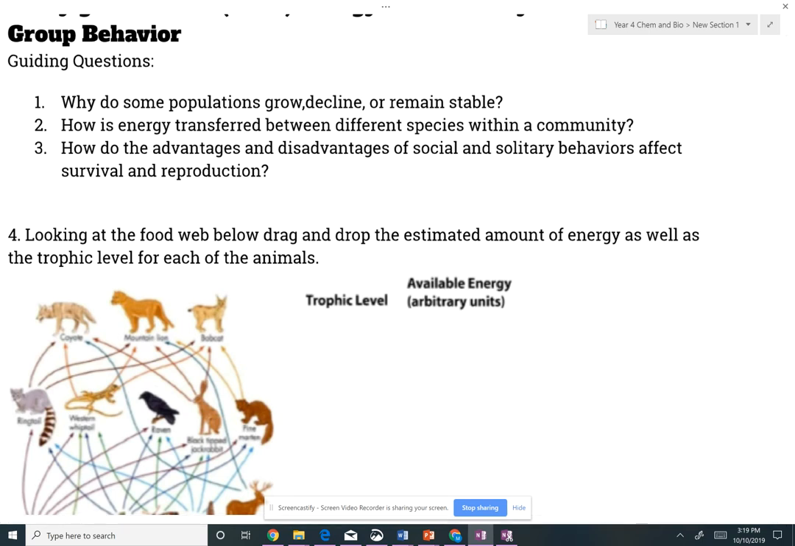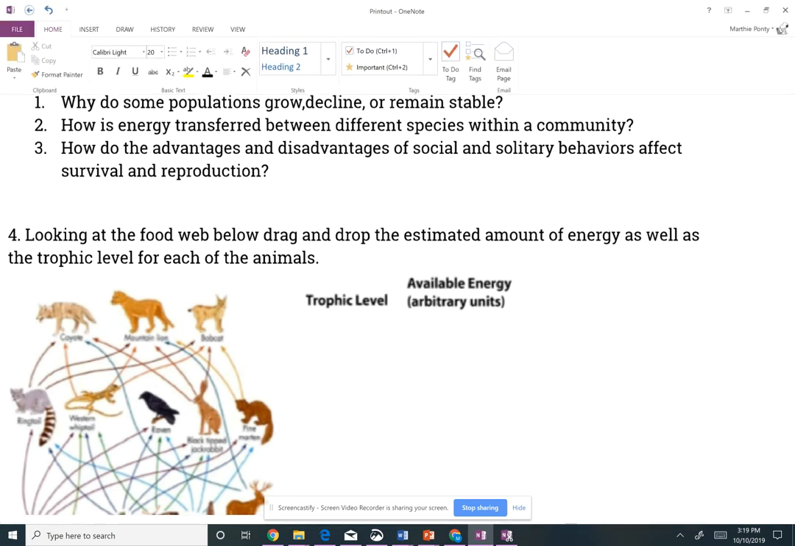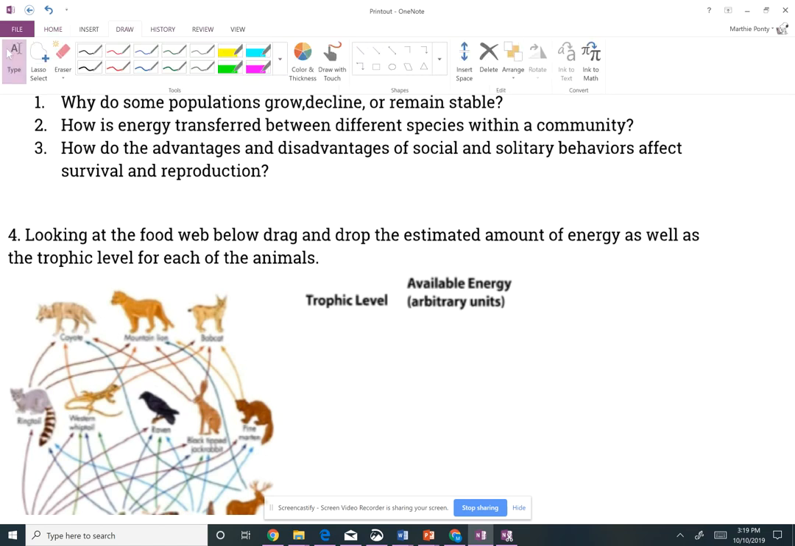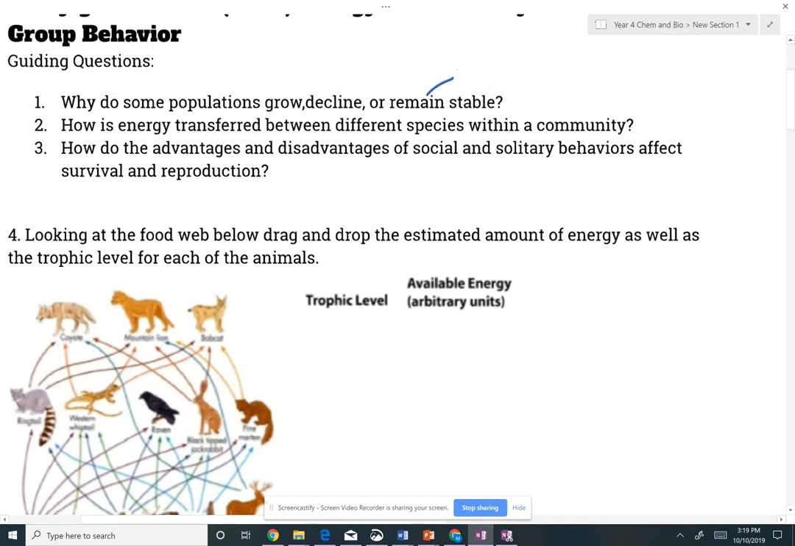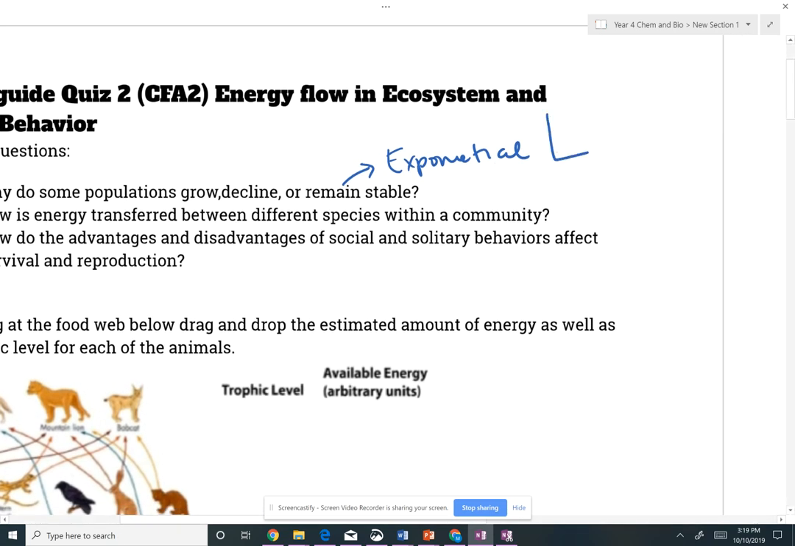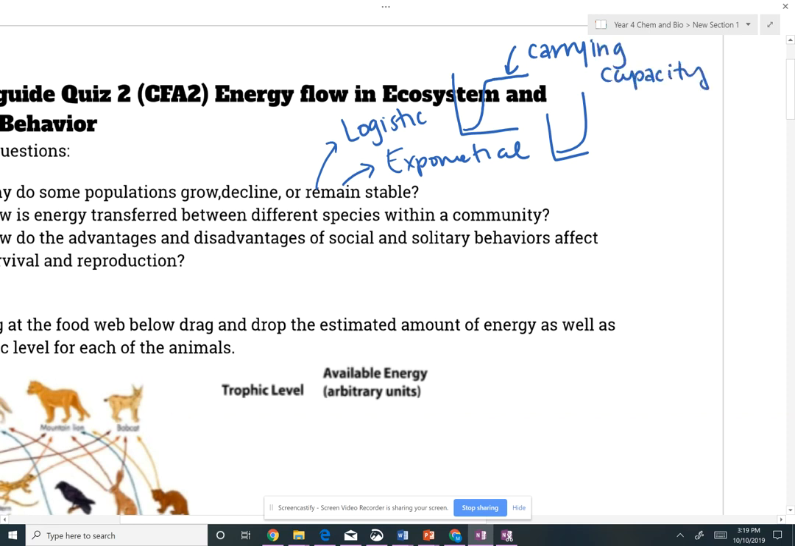So number one, why do some populations grow, decline, or remain stable? As you guys remember, there are a couple of different types of growth in this case. There is exponential, in which we keep on growing forever and ever, and your graph kind of looks like this, and the population just shoots up like a J, right? And then you have your logistic graph. That graph grows exponentially, and then it levels out. Where it levels out, that is our carrying capacity, right? So those are our things on there.